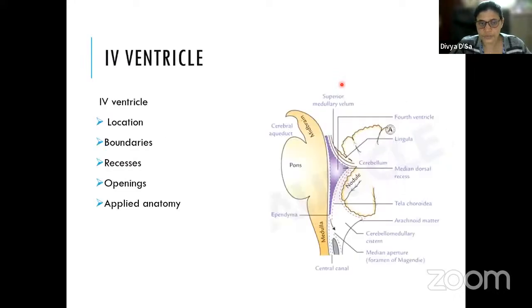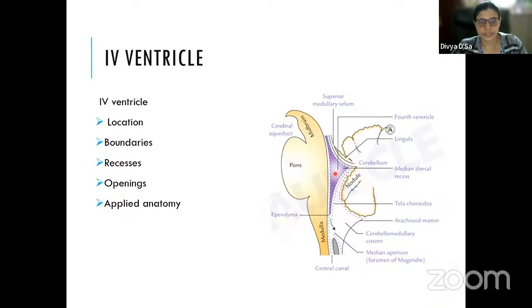So what is the fourth ventricle? The fourth ventricle is the cavity of the hindbrain. If you see here, it is a tent-like cavity of the hindbrain. It is lined by the ependyma and filled with CSF.